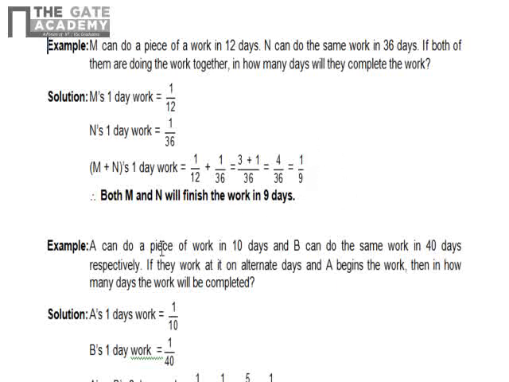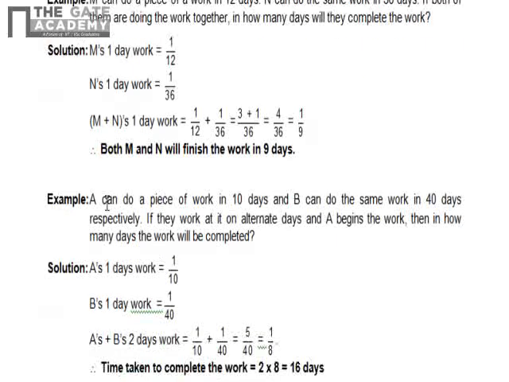On the other hand, there is a different kind of problem. A can do a piece of work in 10 days and B can do the same work in 40 days respectively. If they work on alternate days and A begins the work, remember, in an alternate days problem, it should be stated in the problem who is starting the work. Then in how many days will the work be completed?